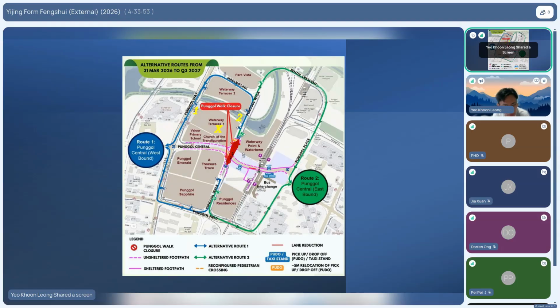And then with this closure, all the traffic... wrong. Let me explain again. Closure is just here and here. So Punggol Central still can move. The only thing is, Punggol Central cannot turn right, cannot turn left. Clear? Okay, so for the rest, there will be all the necessary diversions and so on and so forth. So the key point is that junction closure.